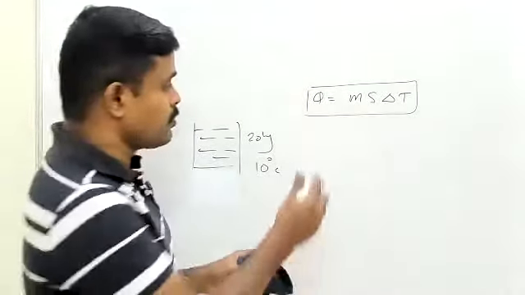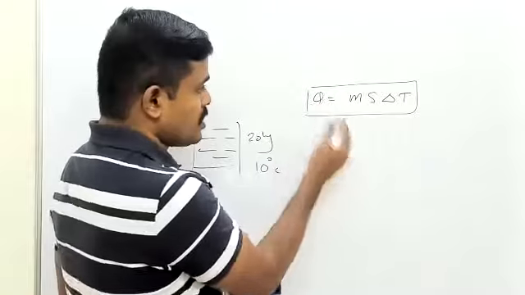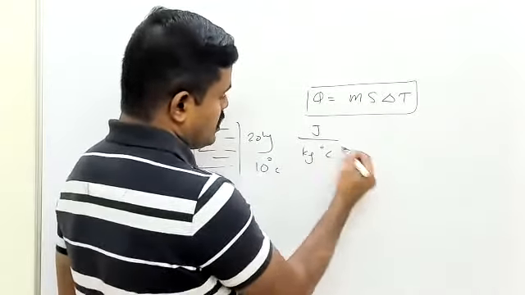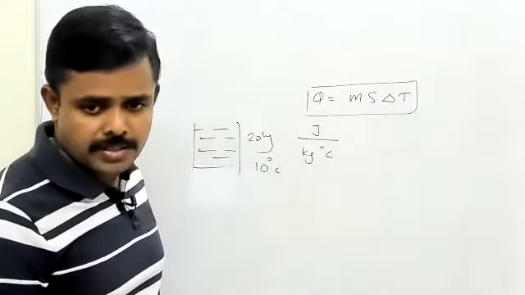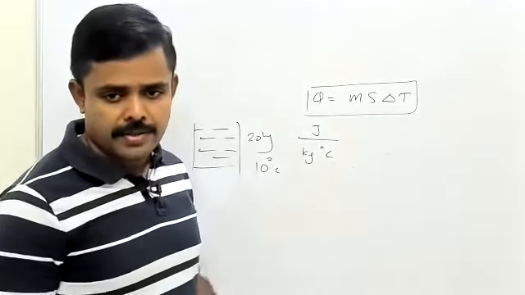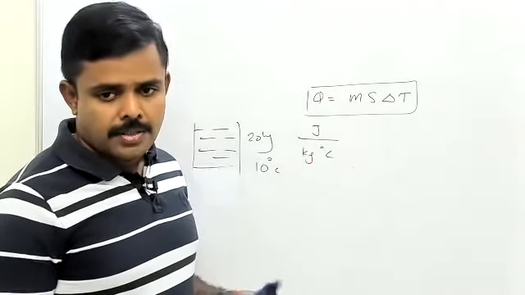The unit is what? Q is heat, measured in joules. Specific heat capacity is joule per kilogram per degree Celsius, or joule per kilogram per Kelvin. Understood? I have a question here.